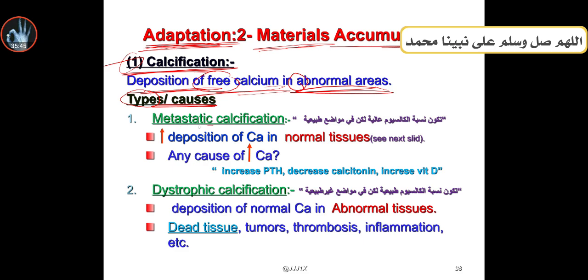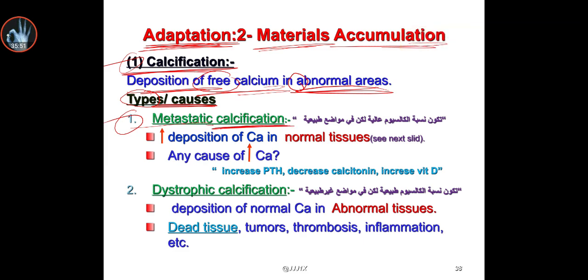We have types and causes: metastatic calcification and dystrophic calcification. Metastatic calcification occurs in normal tissue, for example a high concentration of calcium in a normal place. So we have an increase in the deposition of calcium in normal tissue, meaning increased calcium in the bones or in the teeth, for example. The level is higher, but in a normal organ, with no problem.